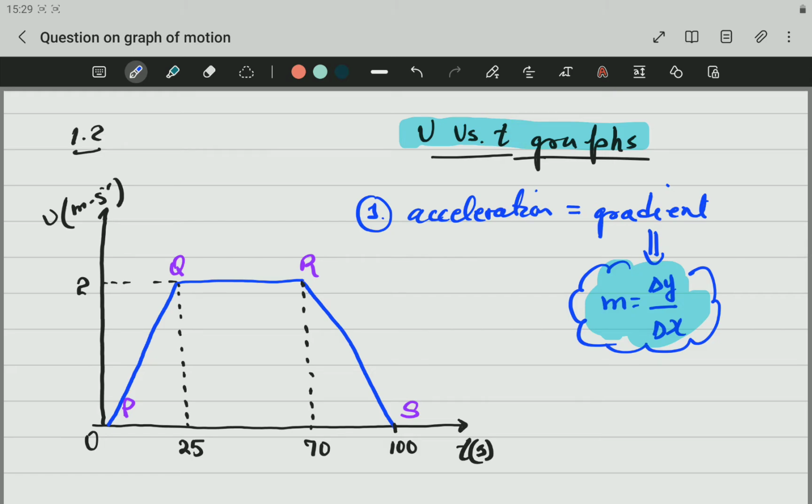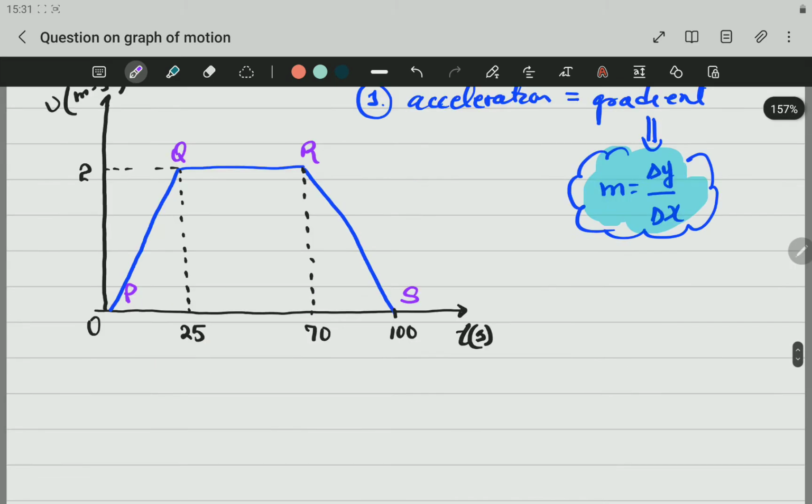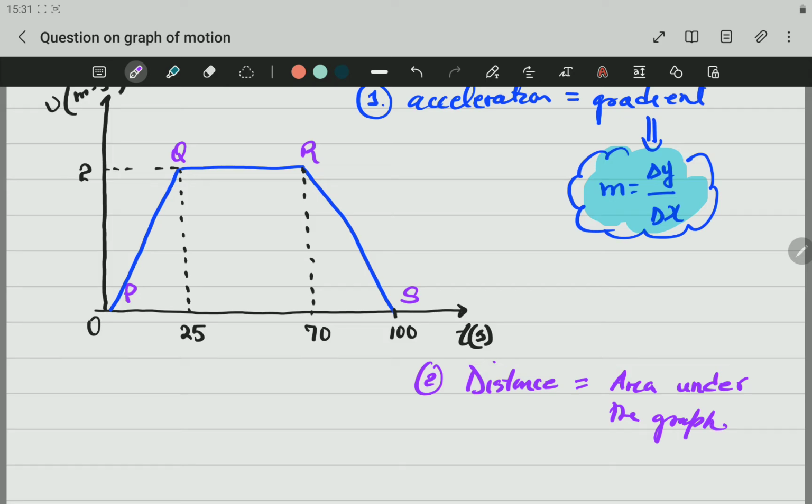Okay, and the second important thing to know is that the distance can be calculated using the area under the graph. The distance can be calculated by the area under the graph. Okay, so that is the second important thing that we are going to use now.